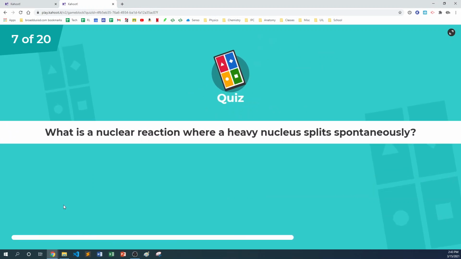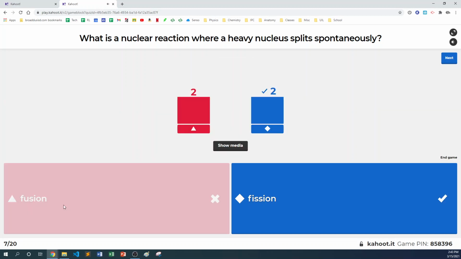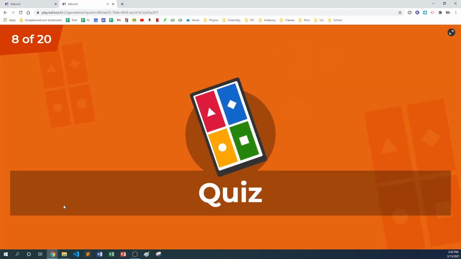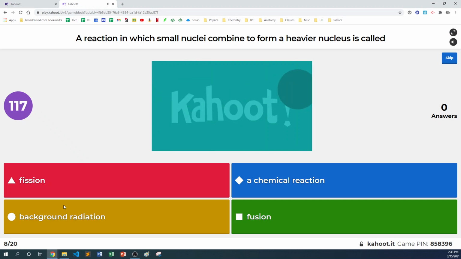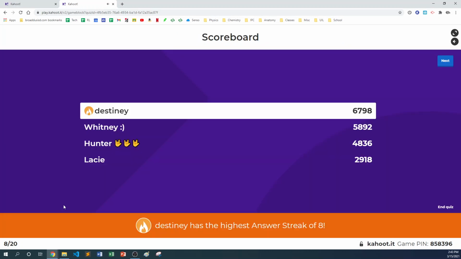What is a nuclear reaction where a heavy nucleus splits spontaneously? Why did you put that? I don't know why I put that one. Fission, it splits. I think fusion because it fuses together. Exactly. A reaction in which small nuclei combine to form a heavier nucleus is called what? Fusion is when it fuses together. You just put all the other stuff just to confuse me.